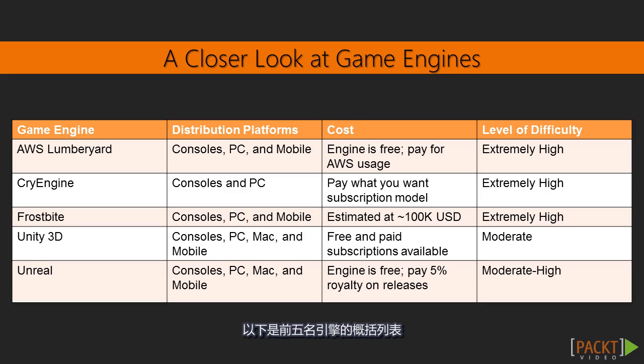Here's an overview of the top 5 engines. AWS Lumberyard is the newest game engine to be released. Although currently in beta, it is provided royalty-free and without a paid subscription. You only pay for Amazon Web Services that your game uses, such as cloud storage and processing. The Lumberyard, Cryengine, and Frostbite game engines are extremely difficult to use, but completely capable of creating stunning AAA games. Unity 3D and Unreal are game engines more appropriate for beginners. They are quite complex and are a bit easier to learn.